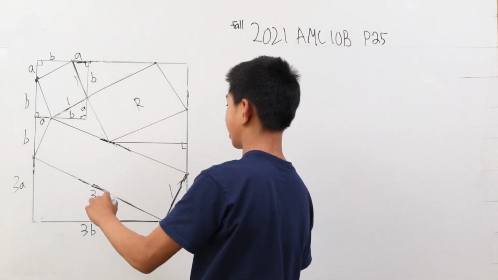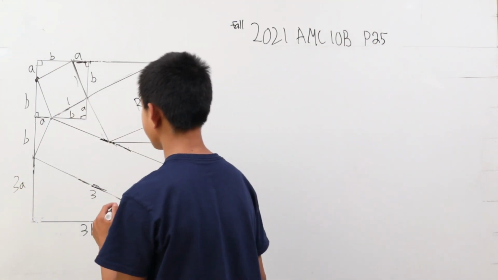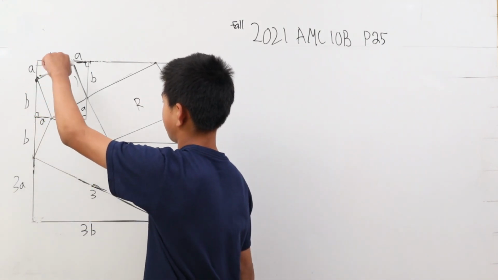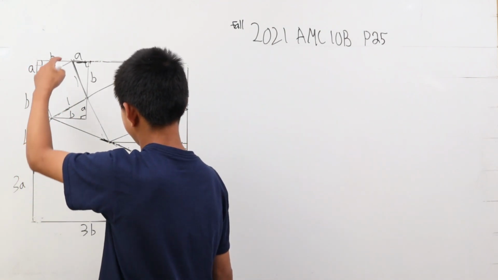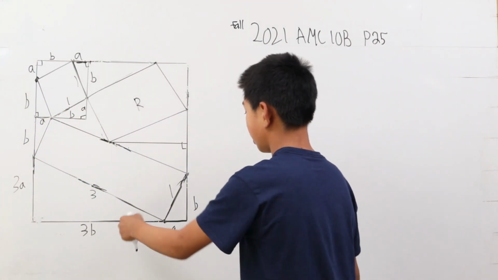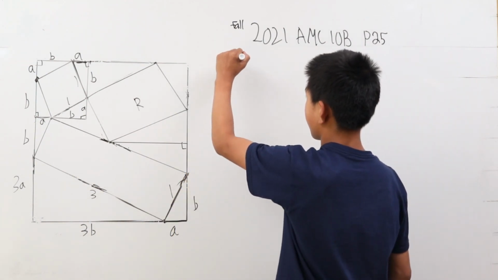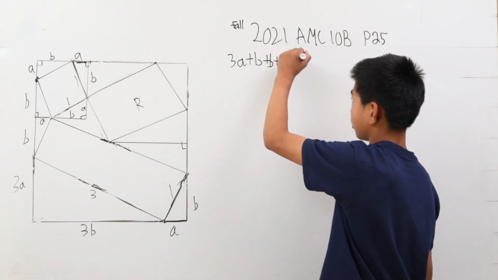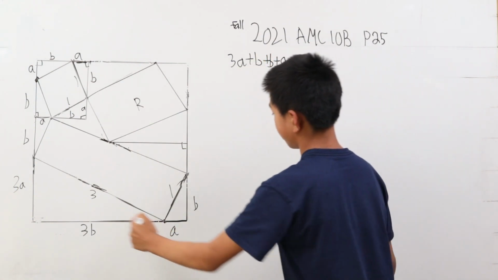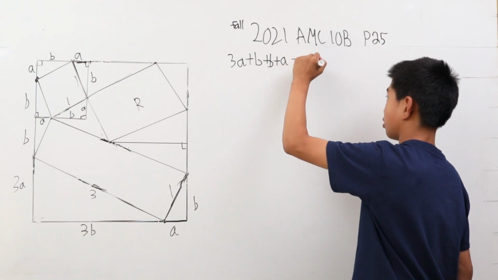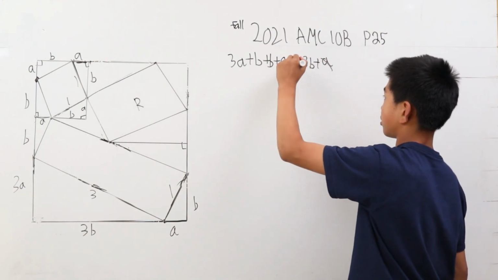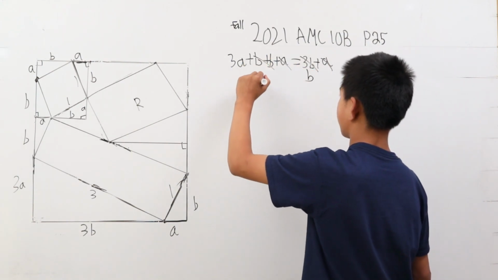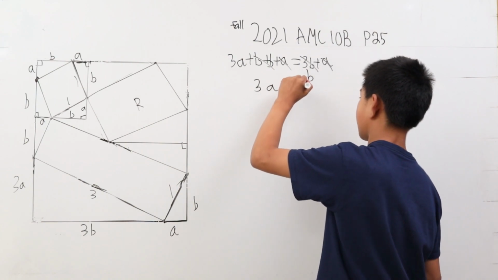Knowing that this is a square, we can set up an equivalent equation to solve for one of the variables. So we sum up all of these on this side, and then sum up these on this side. So 3a plus b plus a. Well, it's a square, so we can make it equal to 3b plus a. The a's cancel. This becomes b. These cancel. We get 3a is equal to b.